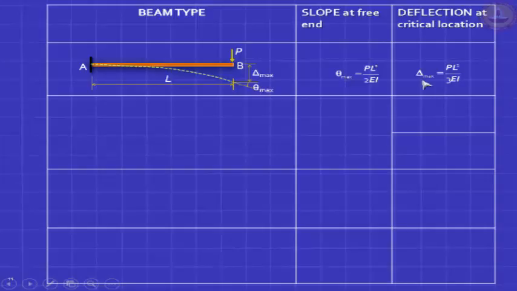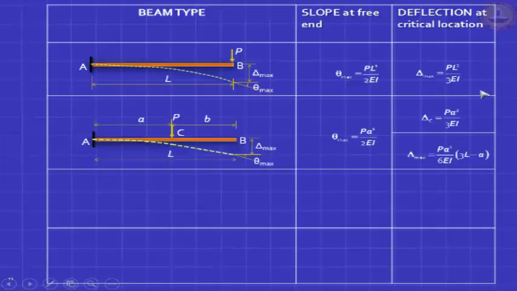This is your maximum equation for deflection. We just derived it. If you shift the load to any arbitrary location, then this is the slope and these are your deflections. This is the deflection under the load. This is the maximum anywhere. Maximum will be at the free end.